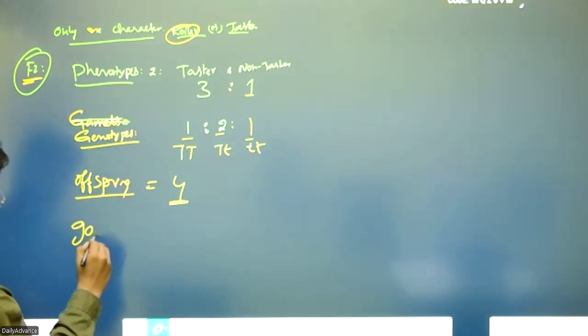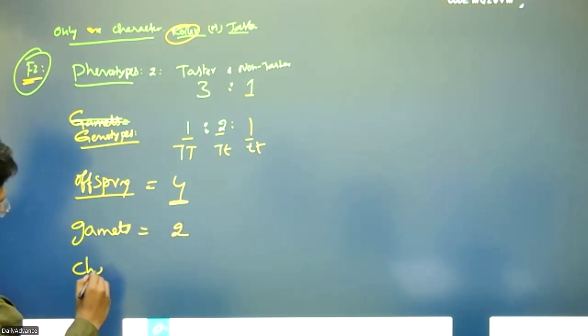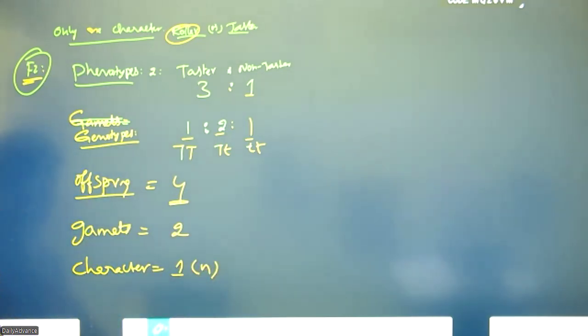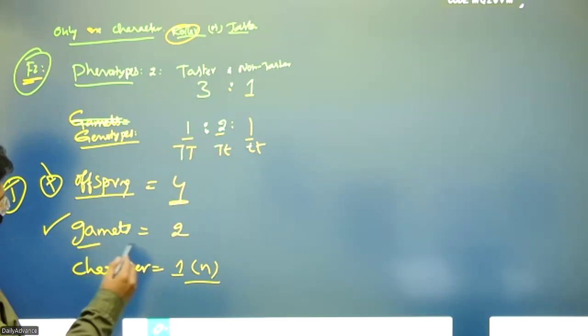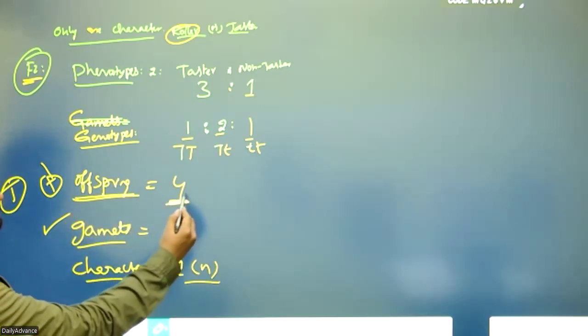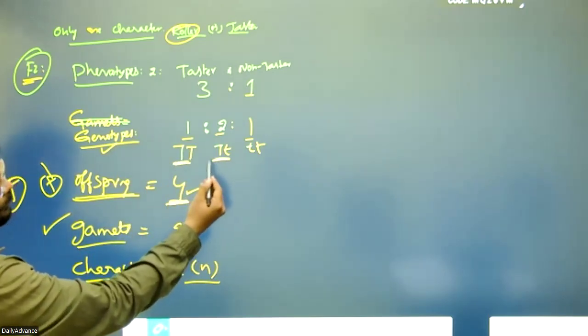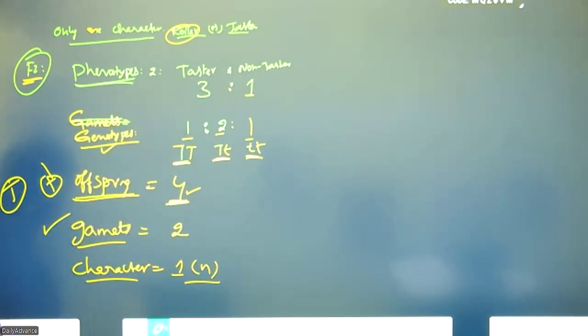Okay, gametes only 2, character only 1. So n is 1. So when character is only 1, either roller or taster, what is the gametes? 2. So that is capital T or small t. Only 2 gametes are possible. Okay. So character is only 1. Offsprings F2 generation later 4. So genotypes are capital T, small t, capital T, capital T, capital T, small t. So phenotypes are 2. Taster, non-taster only comes. Either the person born with a taster or non-taster.